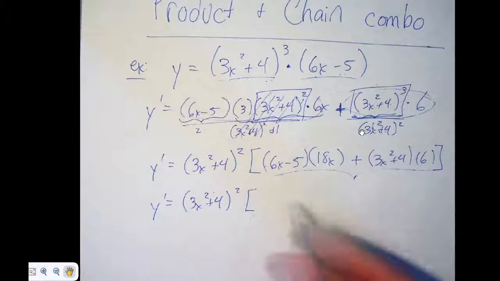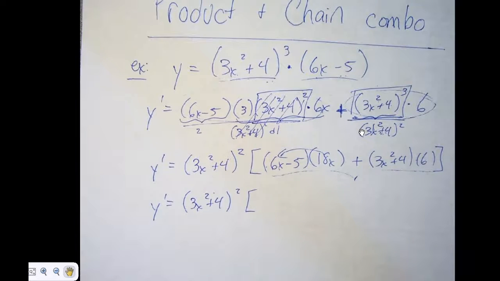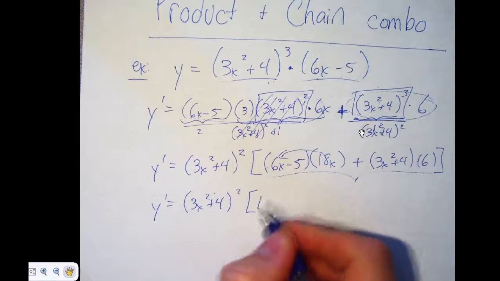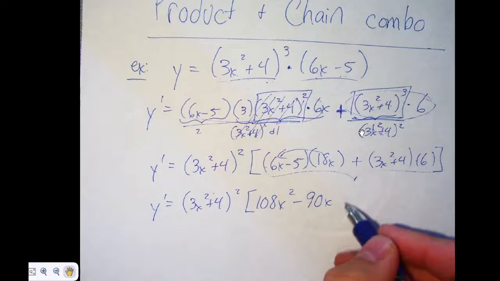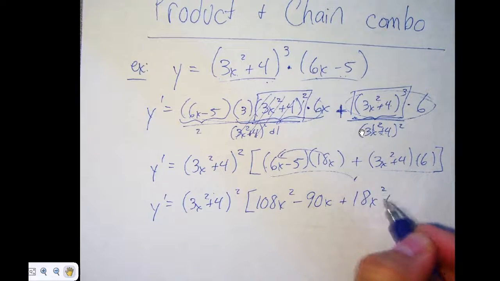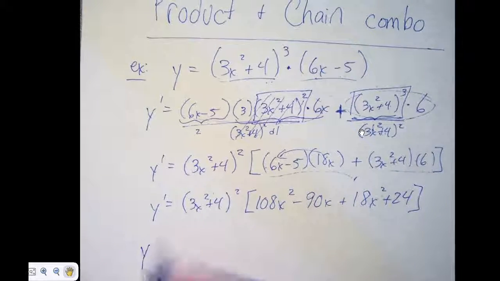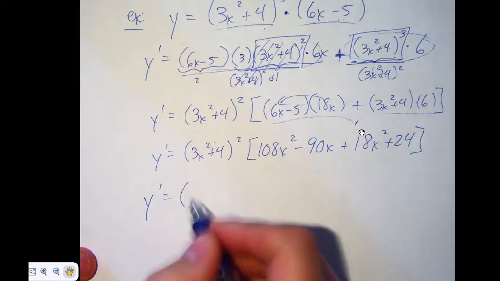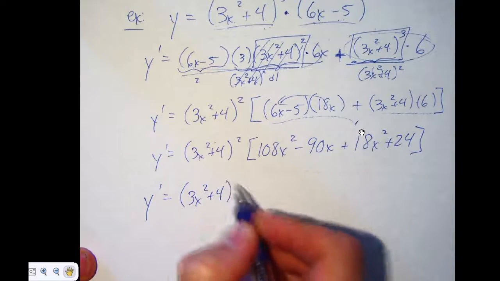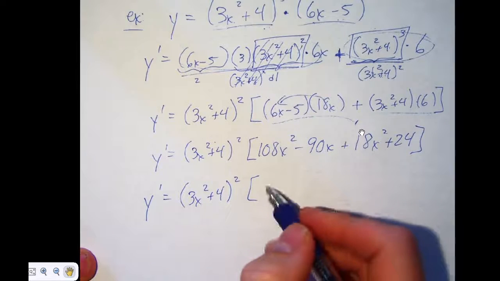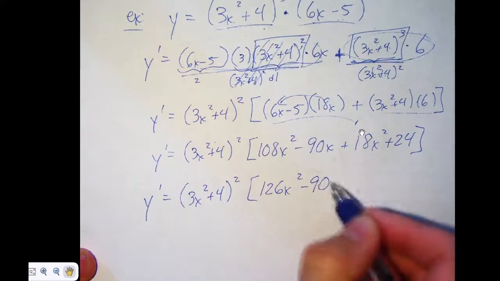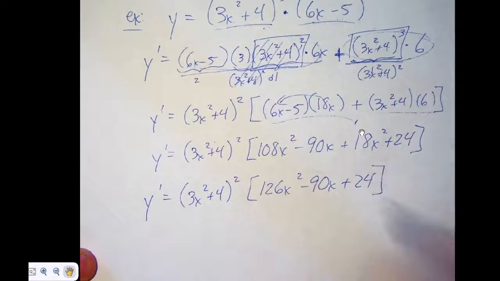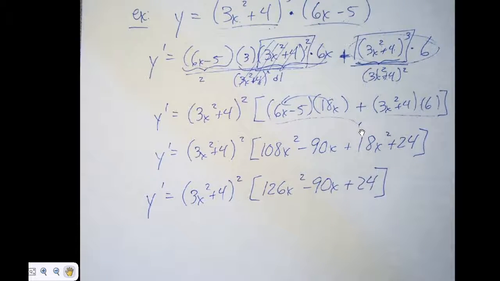It's 18 times 6, 36, 72. 108x squared minus 90x plus 18x squared plus 24. So these problems are just like algebra on steroids. Calculus is not the hard part, I don't think. And you could leave it like this.